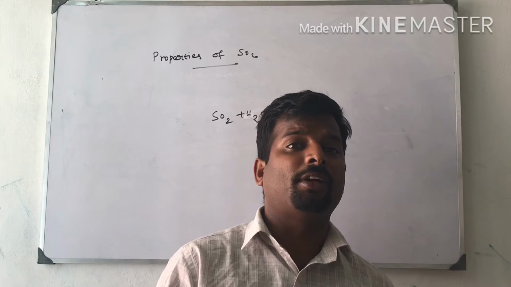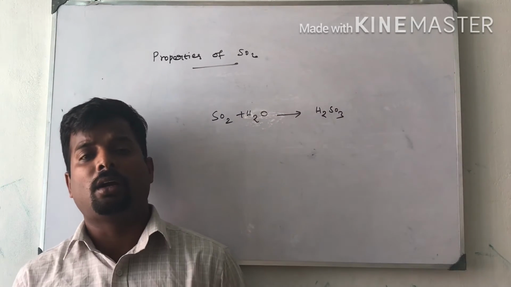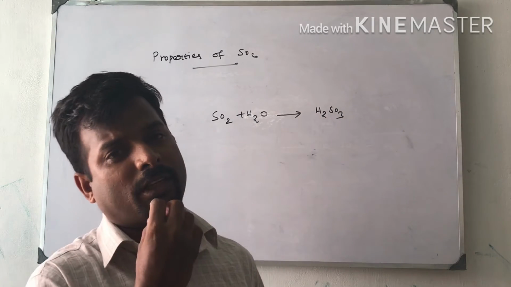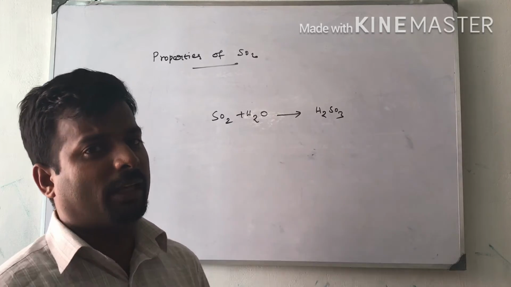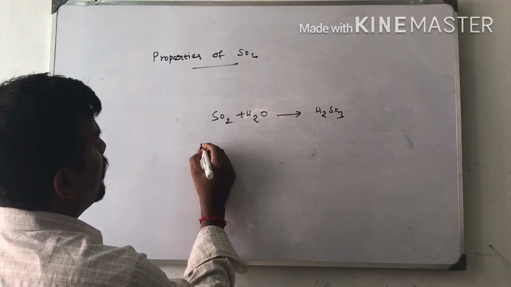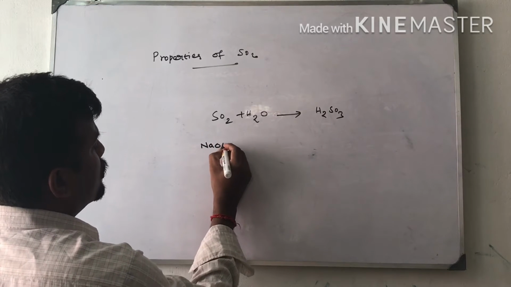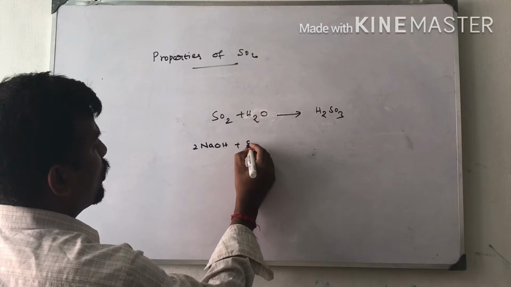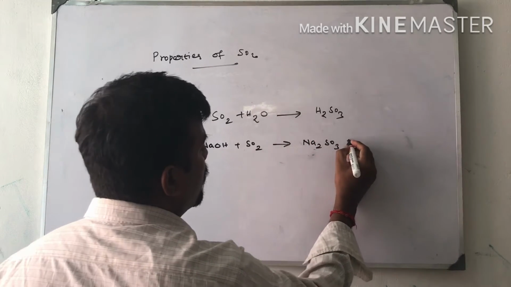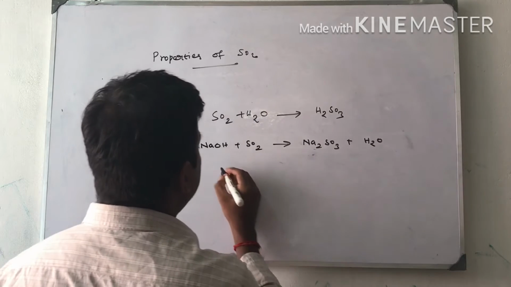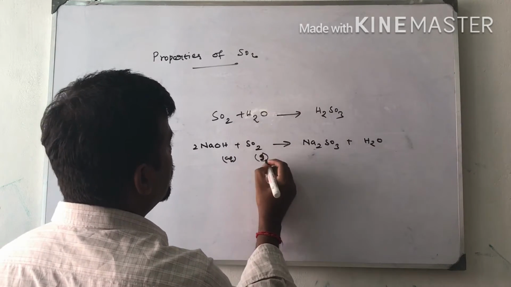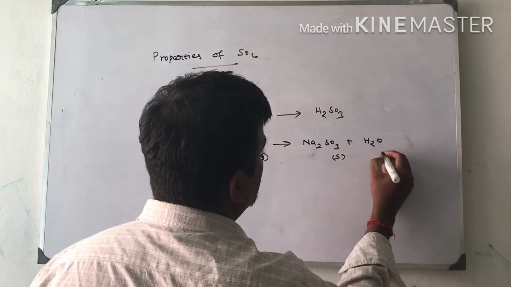Sulfur dioxide liquefies at room temperature under 2 atmospheric pressure and boils at 263 Kelvin. Sulfur dioxide reacts with sodium hydroxide to form sodium sulfite. Example: 2NaOH plus SO2 gives Na2SO3 plus H2O. The sodium hydroxide is aqueous, the sodium sulfite is solid and the water is liquid.